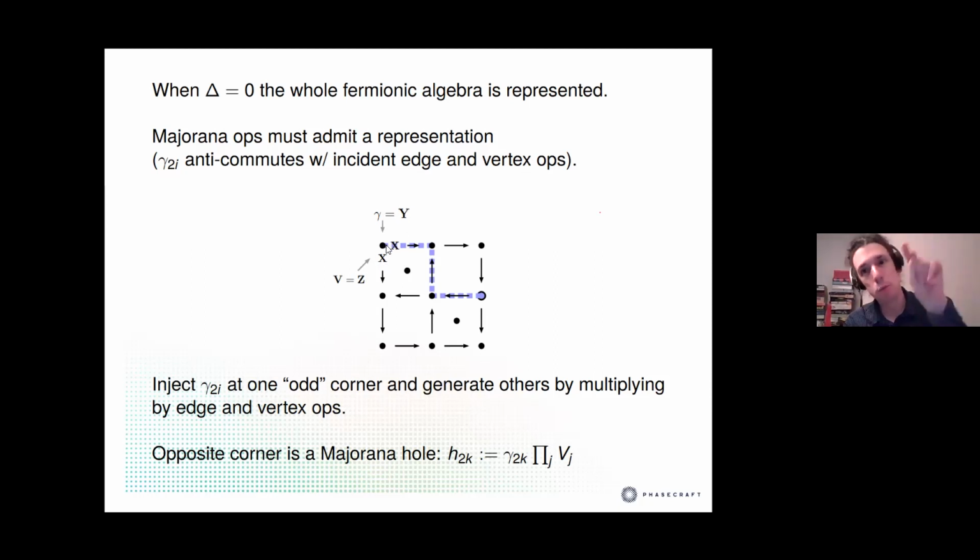And then we can move this Majorana into the bulk by multiplying it by edge operators, right? So this means we can inject Majoranas at these odd corners. There's another odd corner over here, and it turns out that if you look at the way the algebra works out between these things, you can identify the parity. If you choose this corner to be the canonical Majorana, then this other corner is going to correspond to a Majorana hole, where you have the Majorana multiplied by the parity operator. Okay.